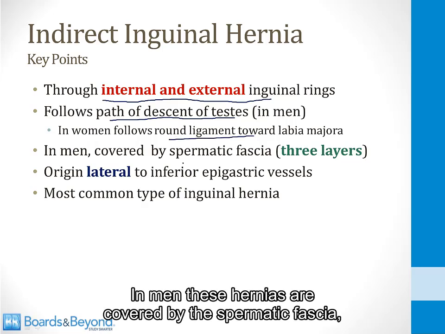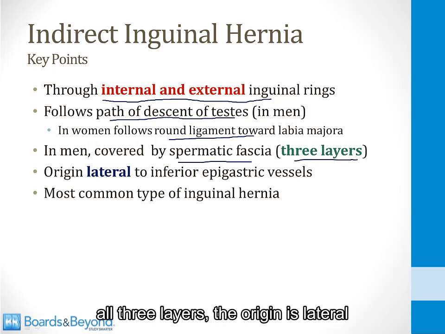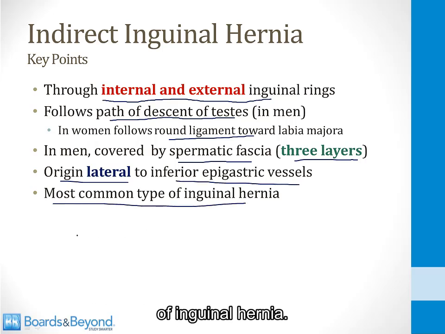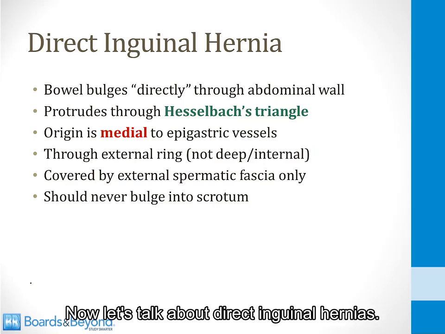In men, these hernias are covered by the spermatic fascia, all three layers. The origin is lateral to the inferior epigastric vessels, as we saw before, and then finally it's the most common type of inguinal hernia. Now let's talk about direct inguinal hernias.